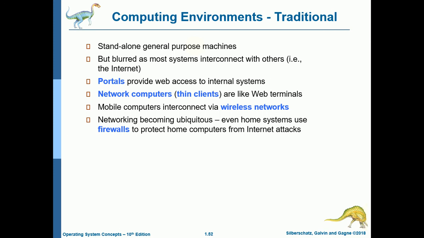Mobile computers interconnect via wireless networks. Of course, specifically your smartphones. You do not have an interface anymore for a network cable, it's always with Wi-Fi. And networking is becoming ubiquitous. Even home systems use firewalls to protect home computers from internet attacks. Networking ubiquitous means it is everywhere. So that's the meaning of ubiquitous.